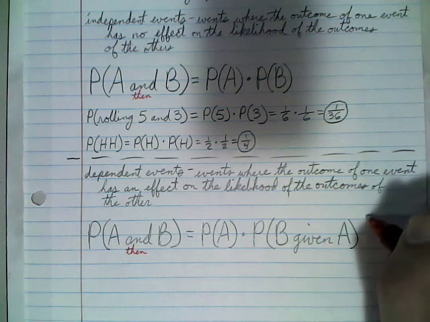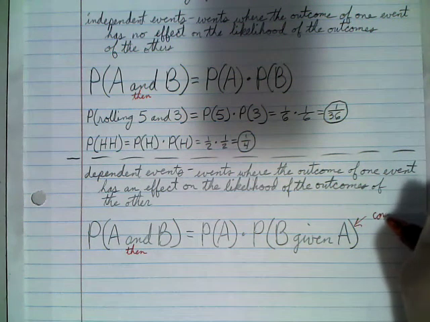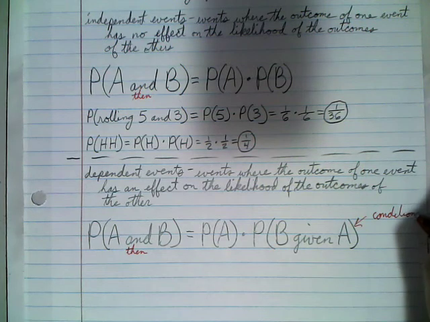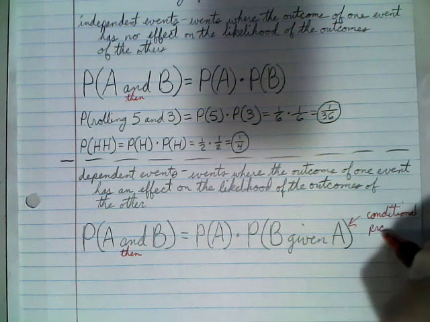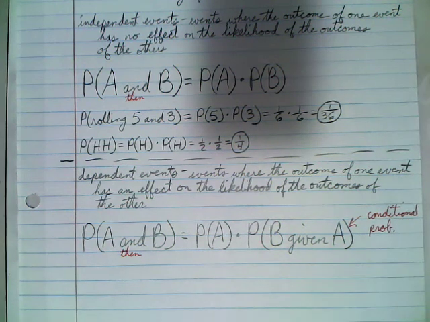And this right here is what's called a conditional probability. It's a conditional probability. So we're finding the probability of B under the condition that we assume that A has already happened. And we'll see what this looks like here right now.